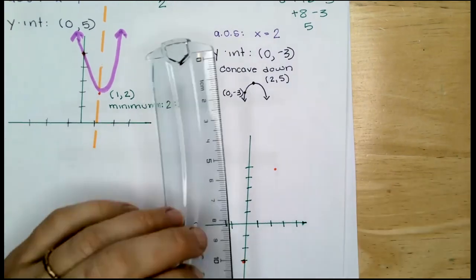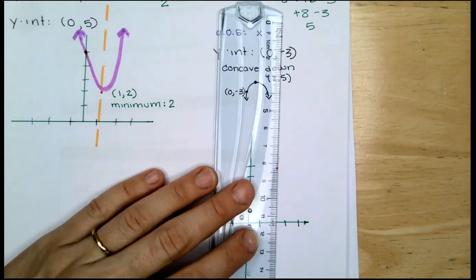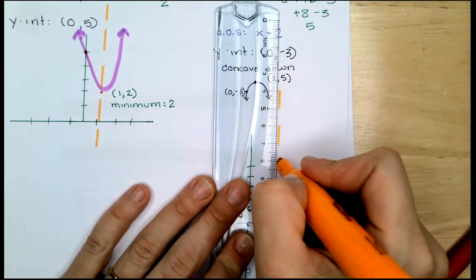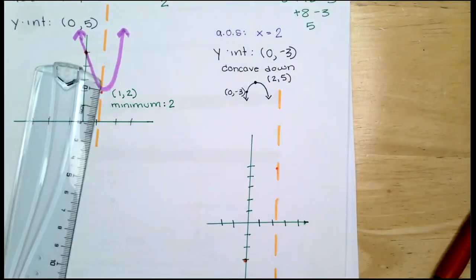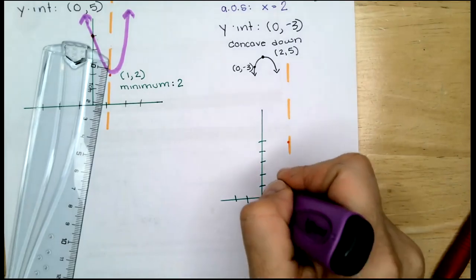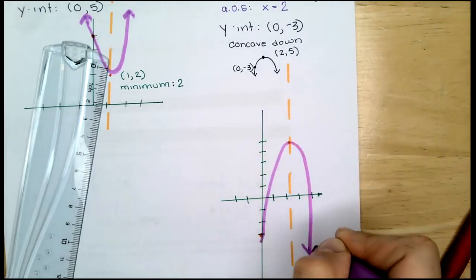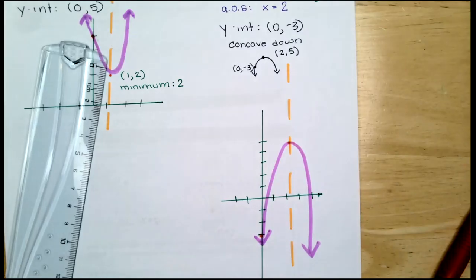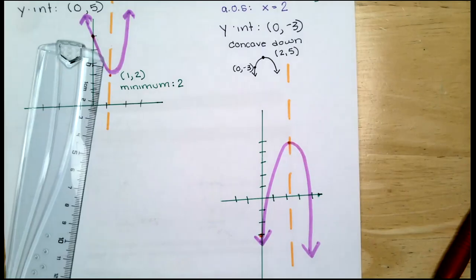My axis of symmetry is also positive 2. X equals positive 2. So I'm just going to put a line through x equals positive 2. Good. There's my graph. All right. Identify the vertex, identify the axis of symmetry and the y-intercept, and then graph it. 2, 5, 0, negative 3.